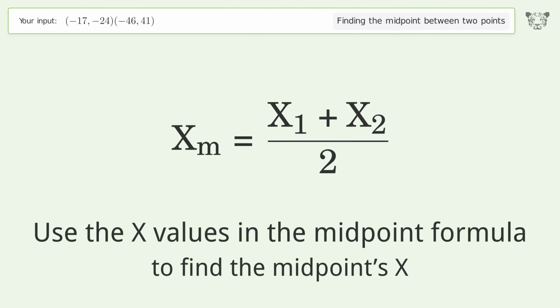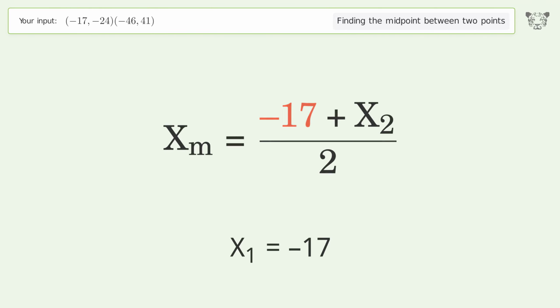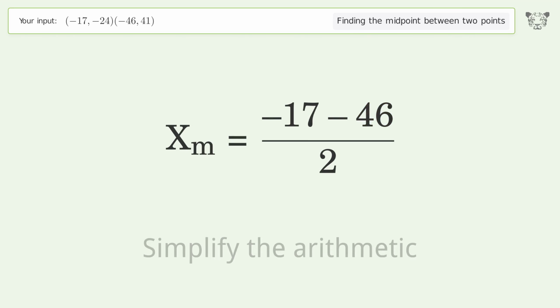Use the x values in the midpoint formula to find the midpoint's x. x1 equals negative 17. x2 equals negative 46. Simplify the arithmetic.